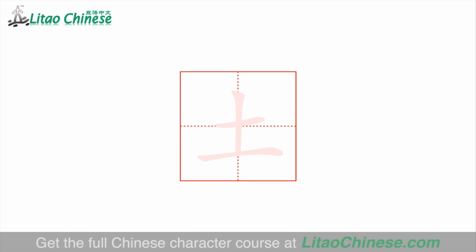Here's the correct stroke order of 土. Write the short 横 first, then the vertical stroke 竖 goes across the short 横. The second 横 is longer. 3 strokes in total. One more time. 横, 竖, 横, 土, soil, or land.